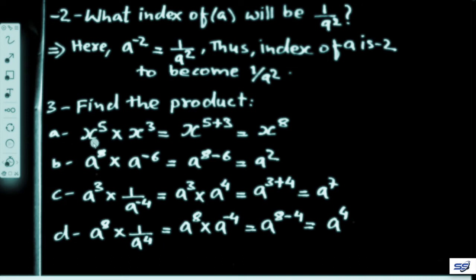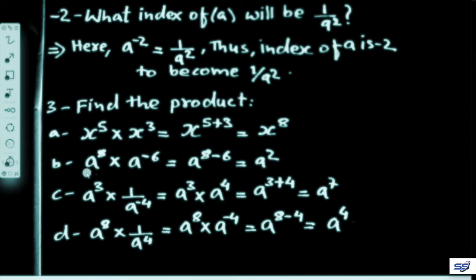See here, for finding the product, a is given: x power 5 into x power 3. Here the sign is multiply, and in multiplication the base is same, so the powers shall be added. Here equals x power 5 plus 3. The powers are 5 and 3, so 5 plus 3, and the base x is the same, so the base is kept once, but the powers shall be added. 5 plus 3 equals 8, equals x power 8.